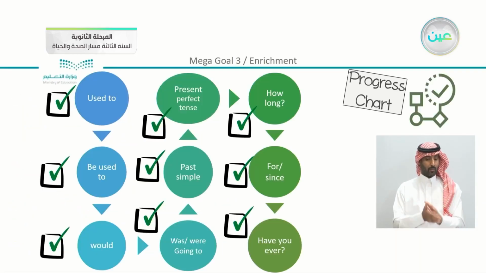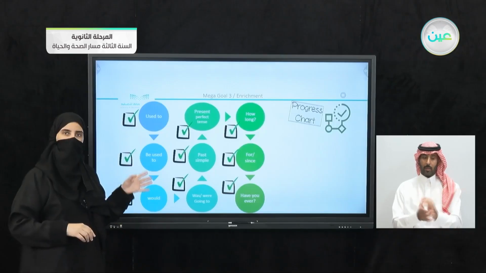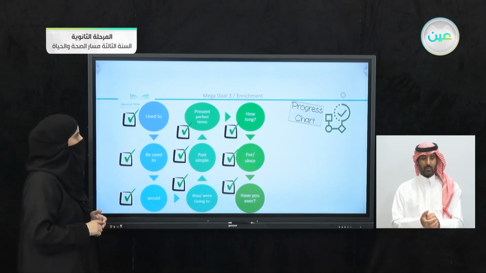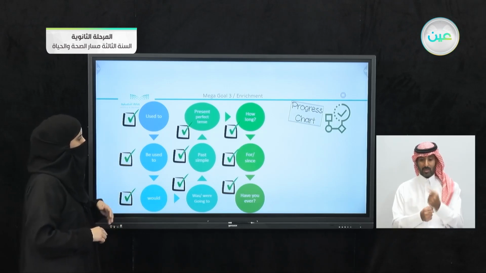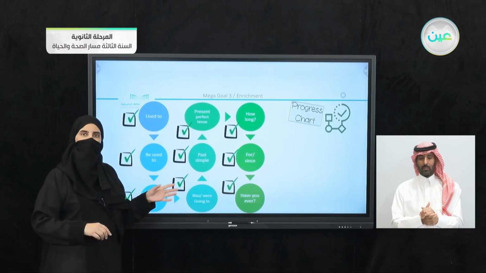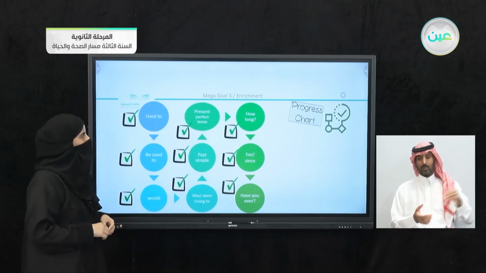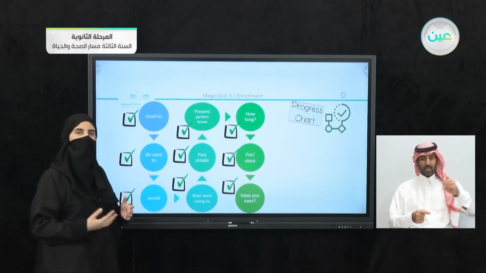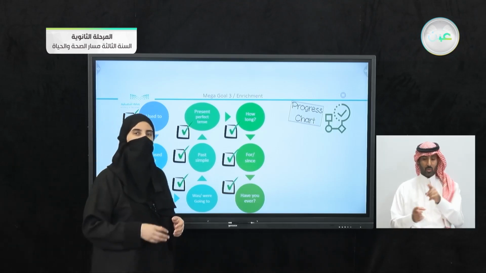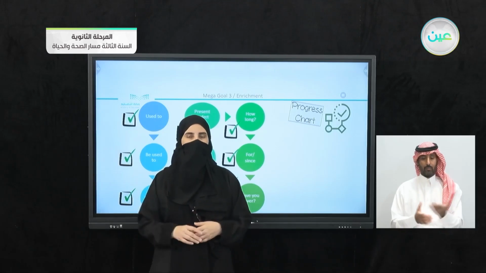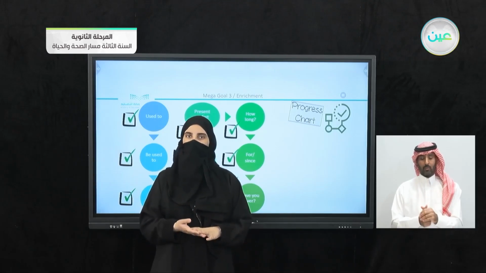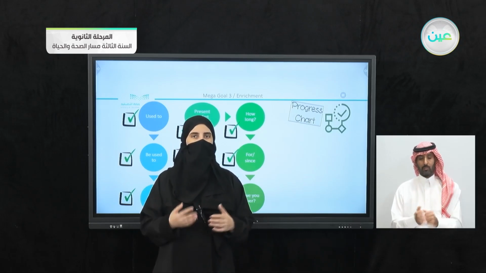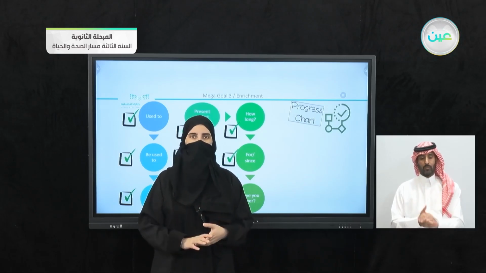Now we have completed our second part, which is Unit 2. We have revised used to, be used to, would. We have also the present perfect tense, the past simple. We also revised was and were going to. We have here also about how long, using for and since, and as we mentioned, asking for experience by saying have you ever. Now this is the form, meaning, function that we have in grammar, units 1 and 2. We are going to complete with grammar unit 3 and 4, inshallah, in our next lesson, so be ready.